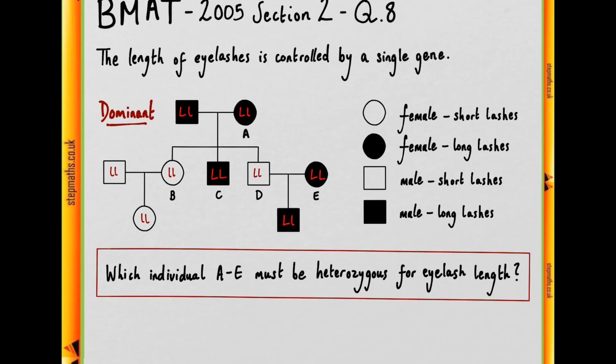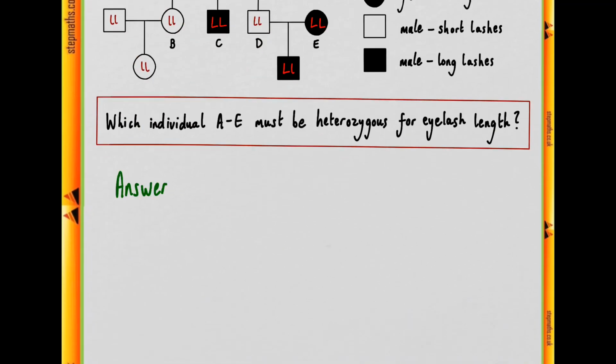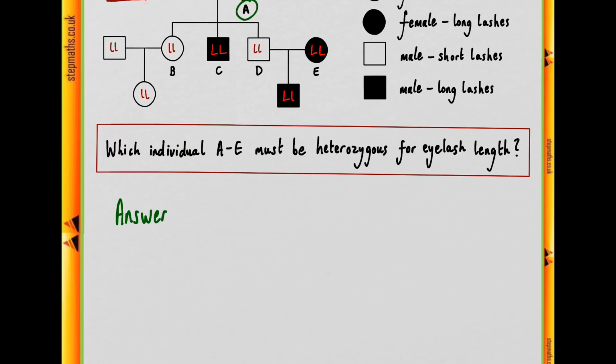Therefore, A must have the recessive form. So our answer is individual A must be heterozygous, and the same goes for his partner. So the answer is A.